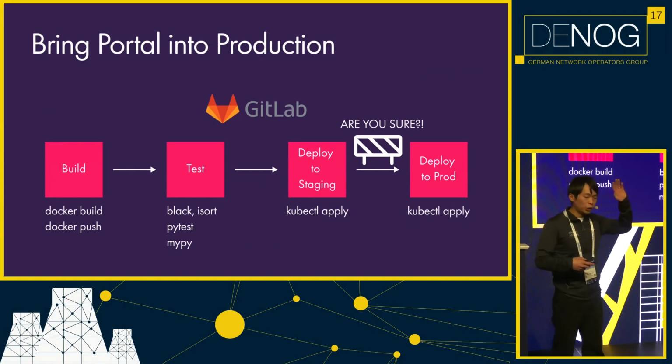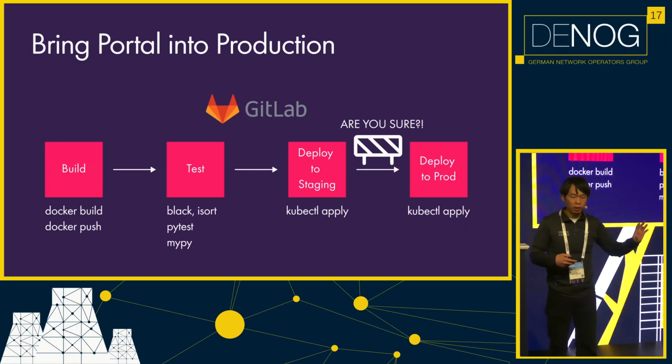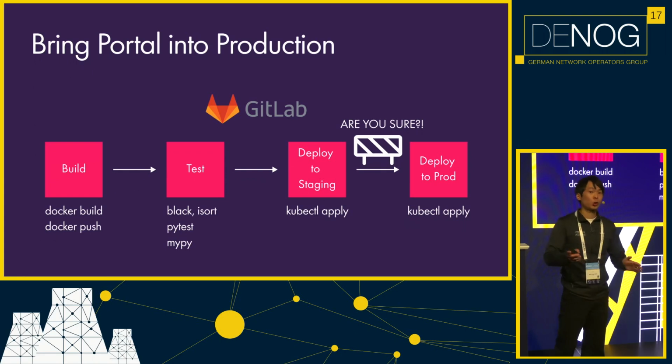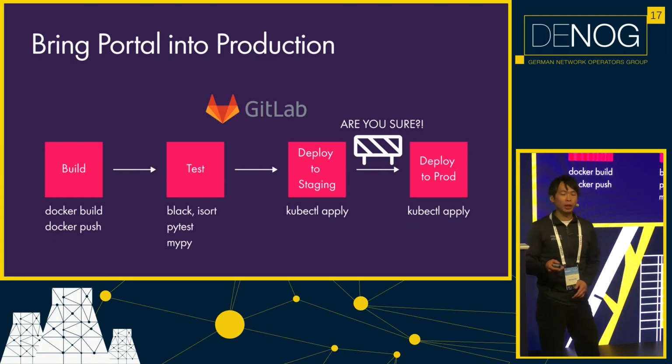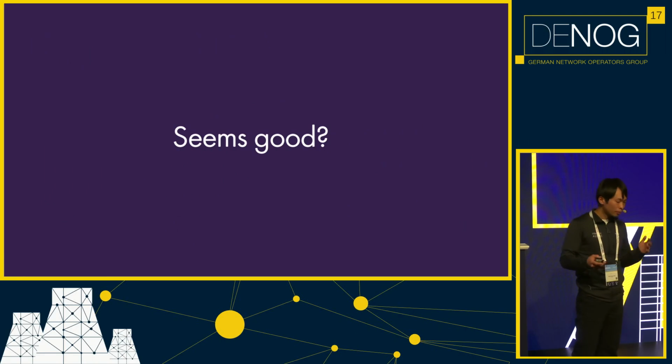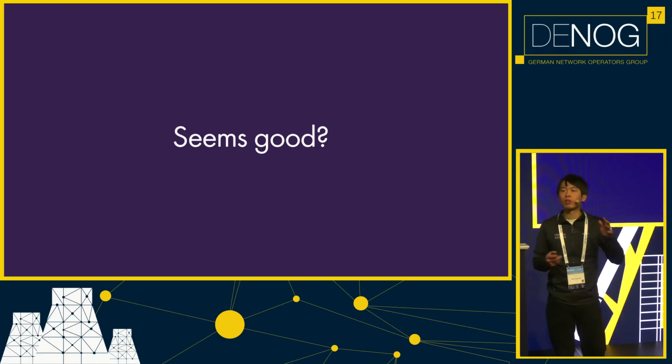And then we deploy to staging. Same thing, Kubernetes, just like kubectl apply, whatever. But at that point in time, we have a gate. It goes like, are you sure you want to continue? And somebody actually has to click it, right? So this all seems sort of reasonable.